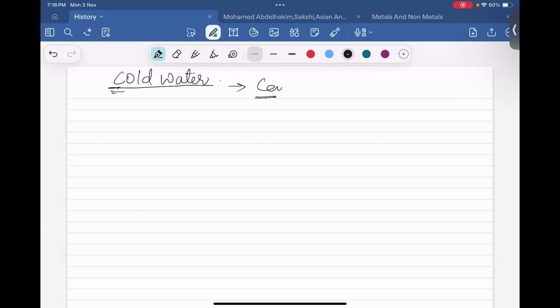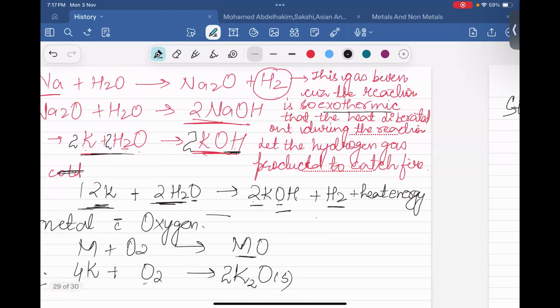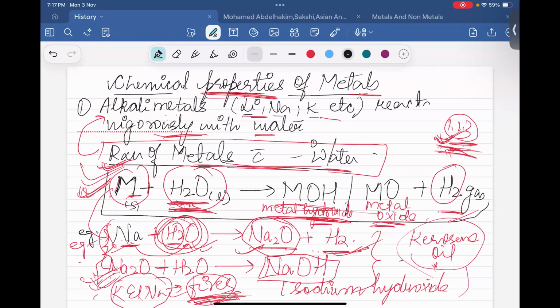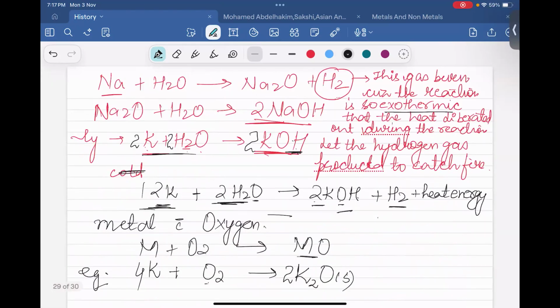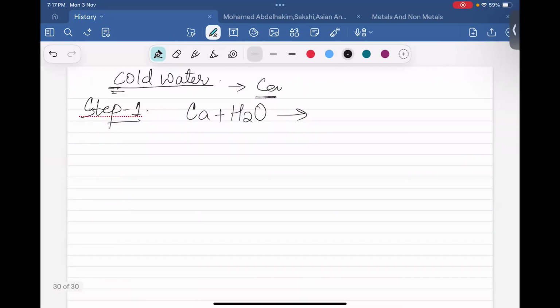So when calcium reacts with cold water, there are specific reaction steps. In the first step, when calcium reacts with water, what do they form? I told you just now, when metal reacts with water, they form metal oxide or metal hydroxide. When sodium reacts with water, they form sodium oxide. When calcium reacts with water, they form calcium oxide. Also, there is always a release of H2, hydrogen gas.